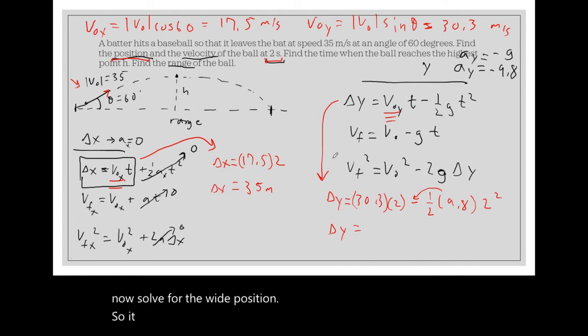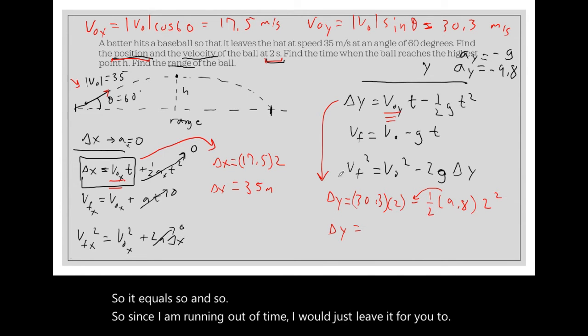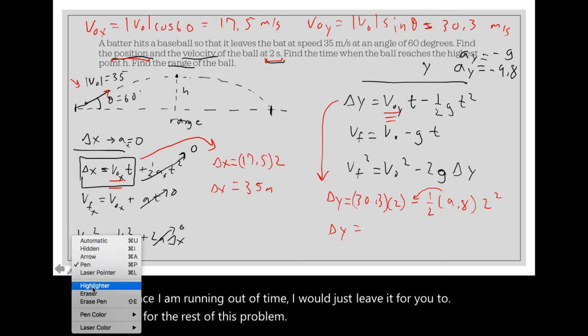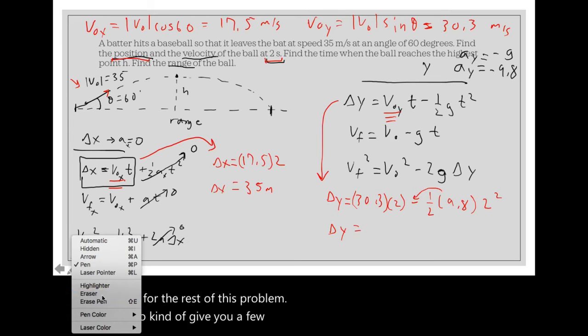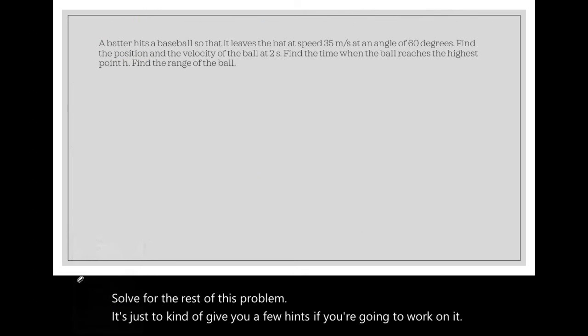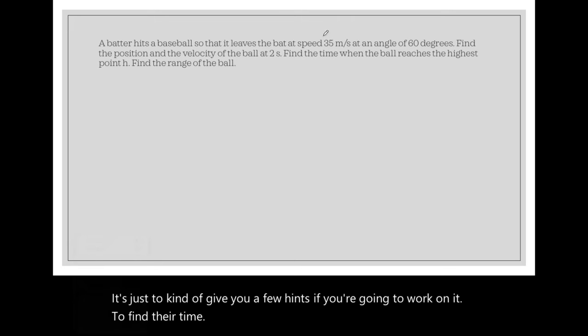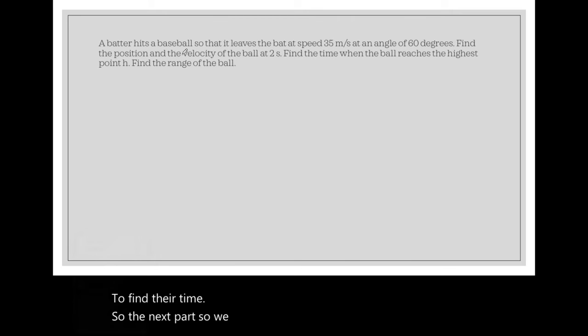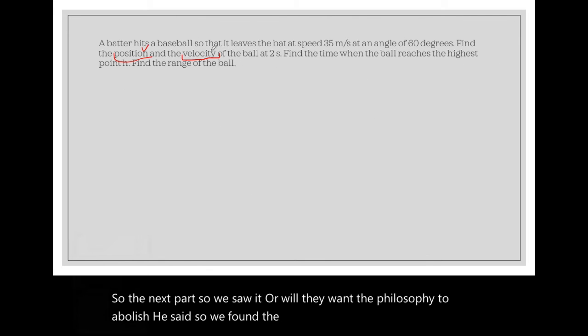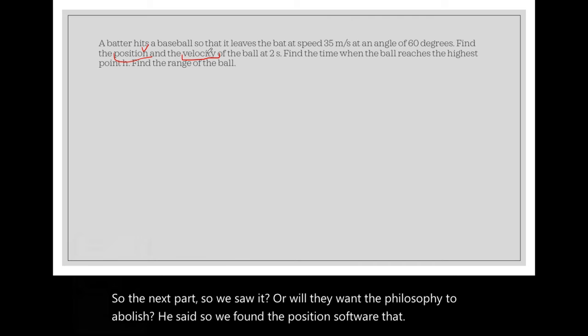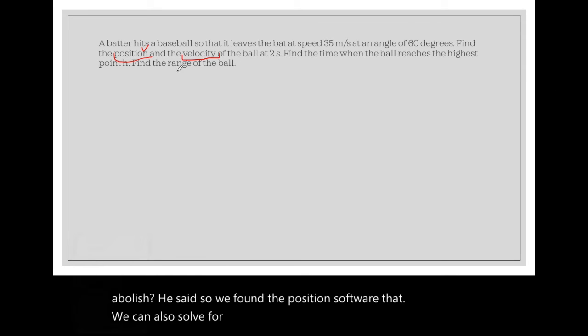Since I am running out of time, I will just leave it for you to solve for the rest of this problem, just to give you a few hints if you're really going to work on it. The next part, they want the velocity of the ball at t seconds. So we found the position. We can also solve for the velocity at 2 seconds by using the second kinematic equation for both, right?